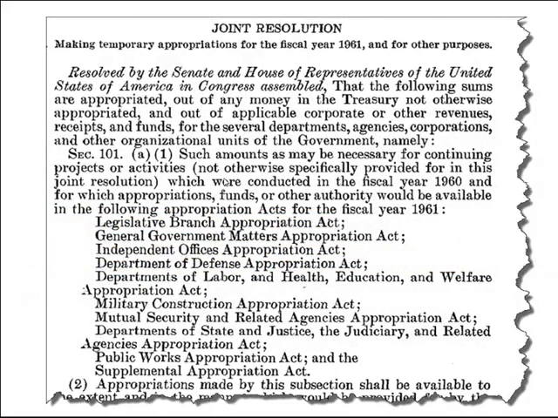In 1961, Congress began to get a bit more specific with a list. Any projects or activities which were conducted in fiscal year 1960 and for which appropriations would be available in the following appropriation acts for fiscal year 1961, and they proceeded to list each act. Note the Department of Labor, Health, Education, and Welfare Appropriation Act.